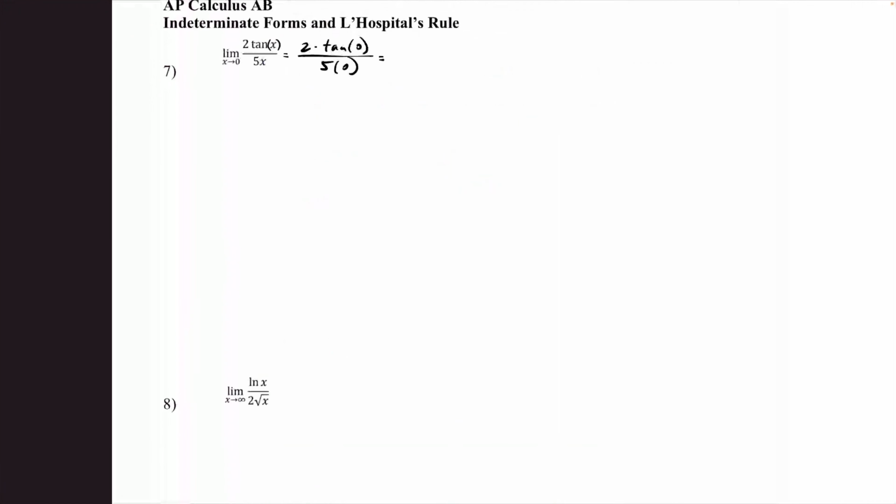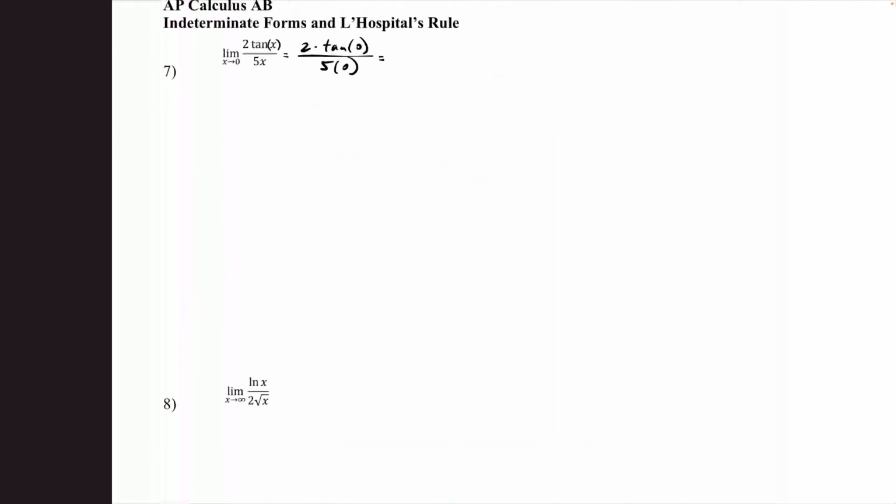L'Hopital's can work. So let's evaluate it at 0 with the derivative. So the top is 2 times tangent. 2 is the coefficient, so we don't have to do product rule for that guy. If it was 2x times tangent, then yeah, product rule. See if you guys can remember. What's the derivative of tangent?